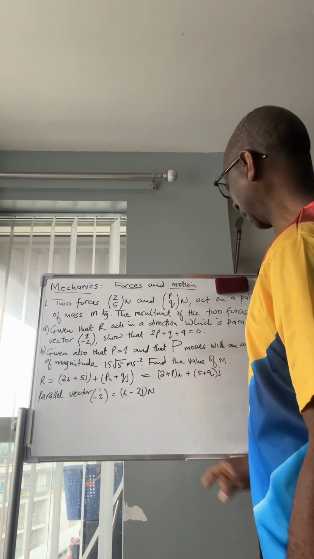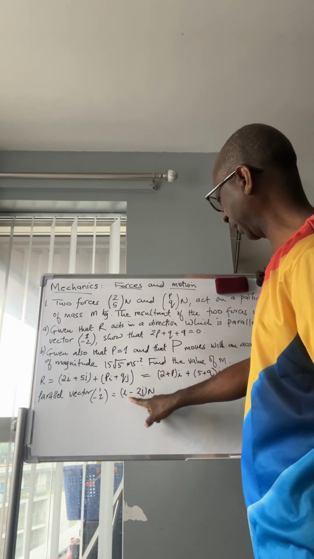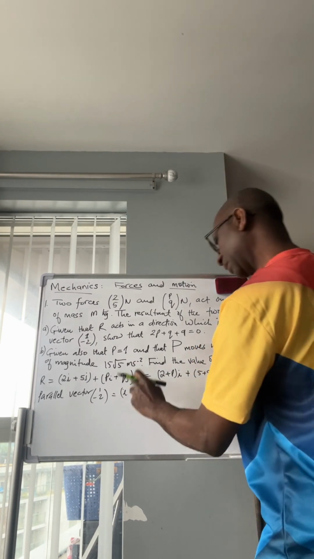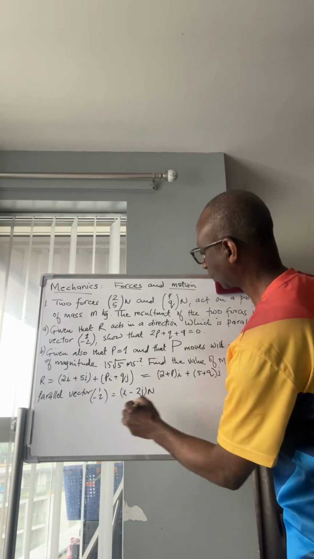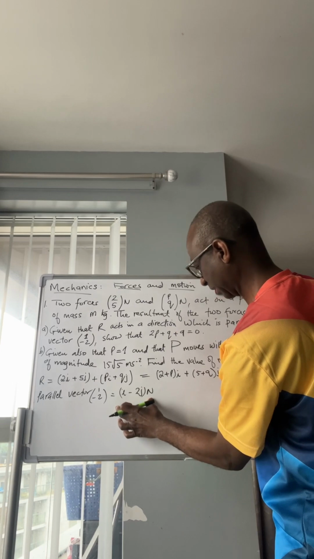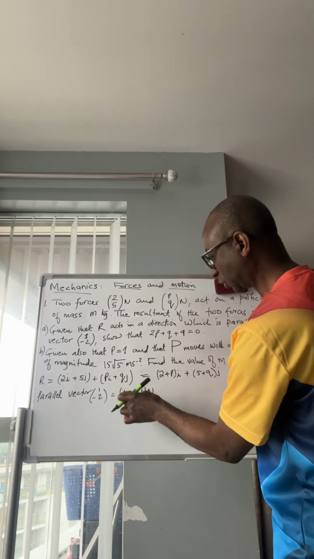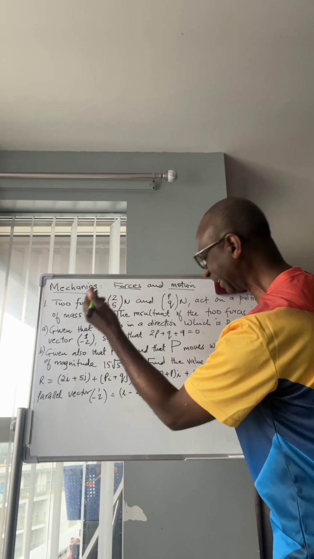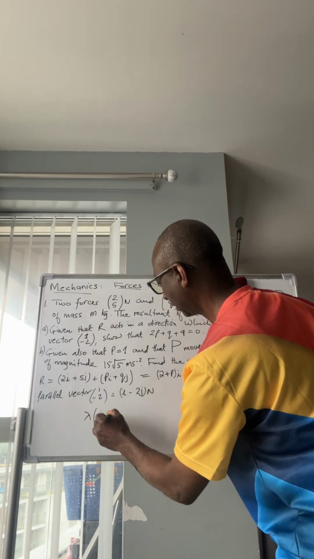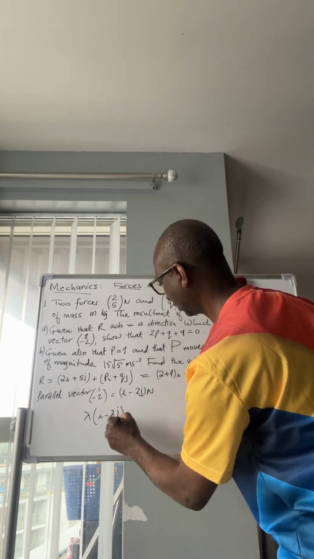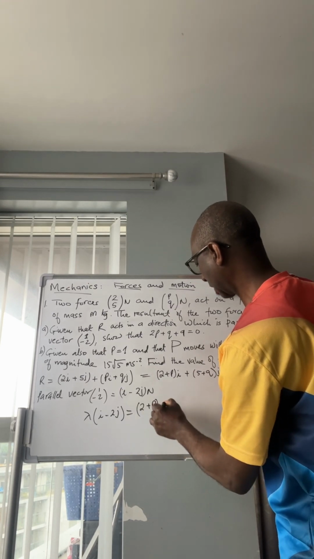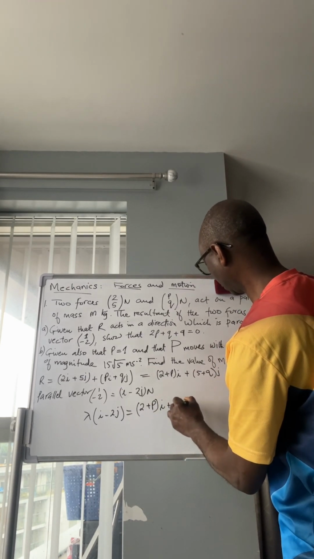So now we are told that this vector here is parallel to the resultant vector. We are trying to say that if this is parallel to this, a multiple of this must be equal to this. But by how much? We don't know. So if we say by lambda, then lambda times i minus 2j must be equal to 2 plus p i plus 5 plus q j.